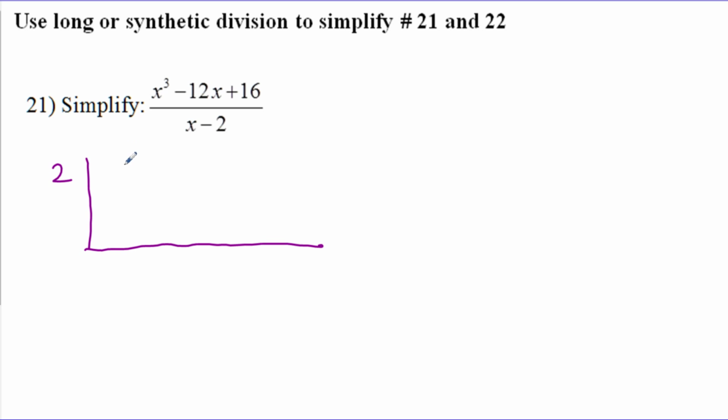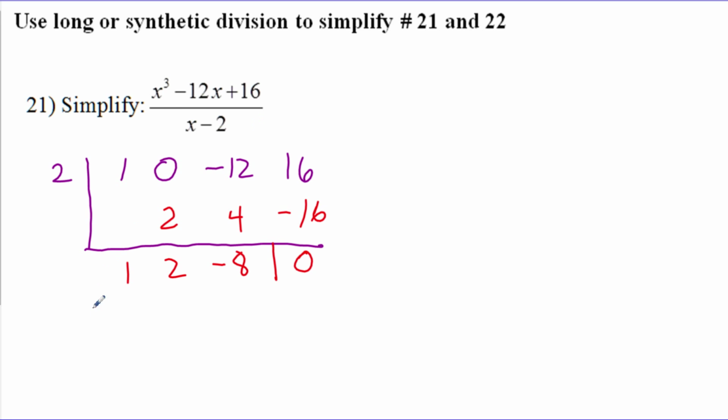So x cubed has a 1 in front of it. I do not have an x squared, so I need to put a 0 in, so don't forget about that. And then x to the first has a negative 12, and my constant has a 16. So I'm going to start off by bringing down the 1, and then I'm going to multiply. 2 times 1 is 2. I'm going to add, which makes this 2. Multiply again, which means I get a 4. Add again, which means I get negative 8, and then I'm going to multiply and I'm going to get negative 16, and this last value is my remainder, which for us is 0.